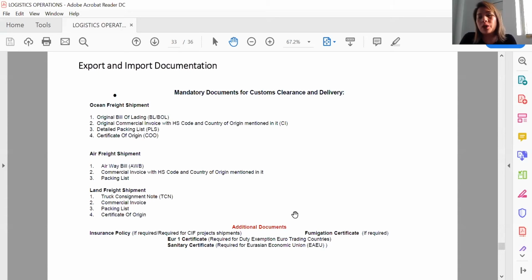Fumigation certificate. If it's going to Georgia, Armenia, these CIS countries, if they insist that you provide them a fumigation certificate, then you have to do so. Euro 1 certificate within Europe, you can arrange and waive off the customs duty. Sanitary certificate, yeah, this is required as well, especially if your cargo is related to food contact items, glass, plates, kitchenwares, etc.